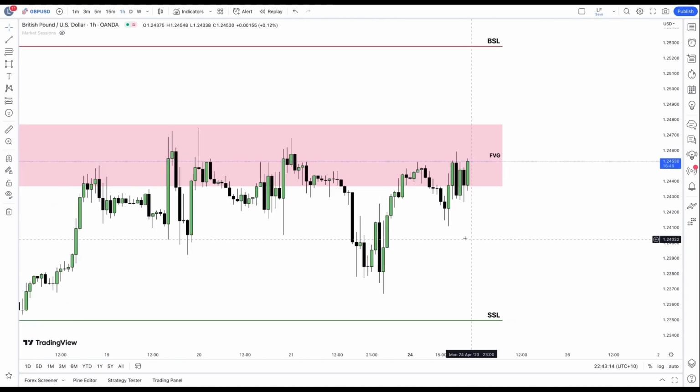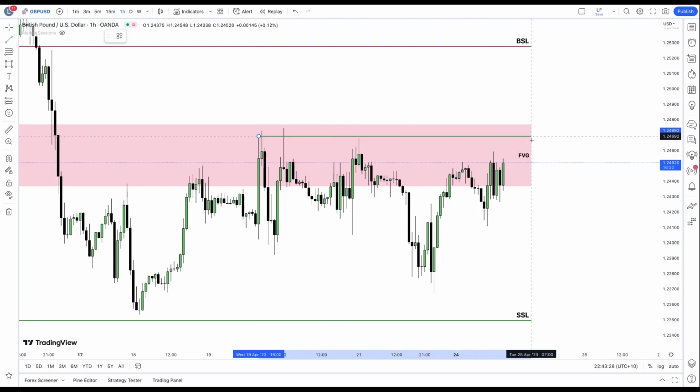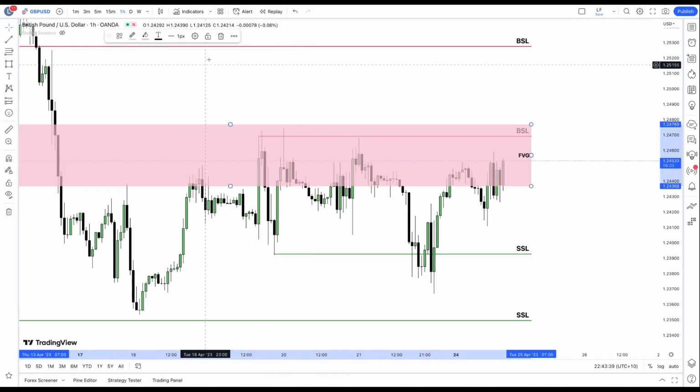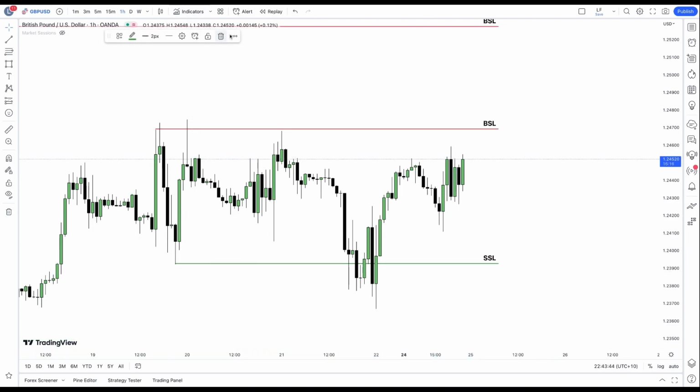So for example, within these two liquidity zones, there is such a thing as internal range liquidity, which you can plot as your internal buy side and sell side liquidity zones. So you can clear this previous fair value gap. You can also clear these outer ones if you like.